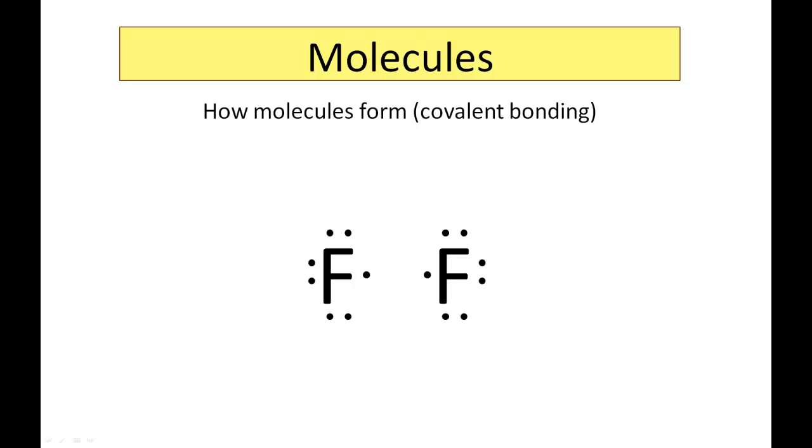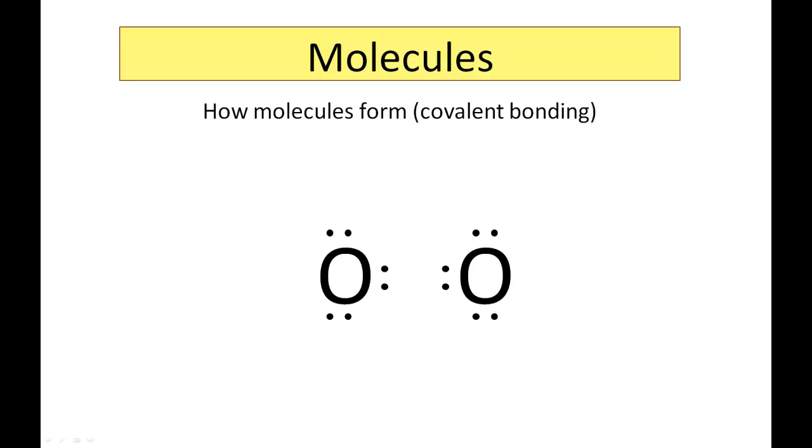Here we have 2 fluorine atoms, both having 7 valence electrons. They both need 1 electron to become stable, and neither would like to lose an electron. So instead of one transferring an electron to the other, they share both electrons and form a covalent bond between them. This has now become a molecule of fluorine.